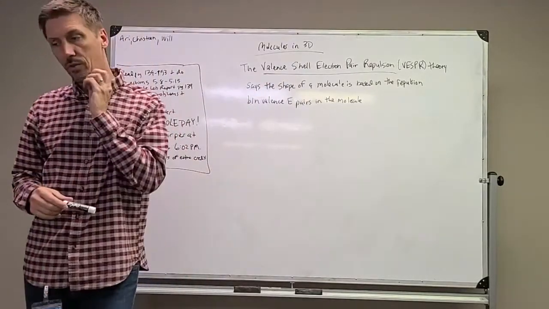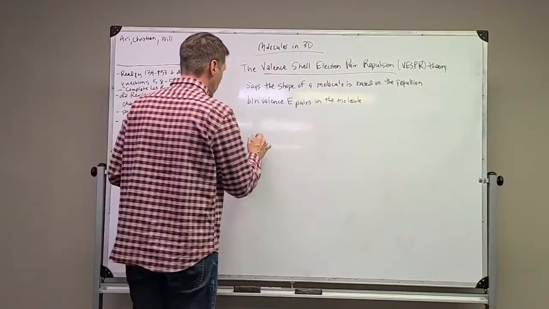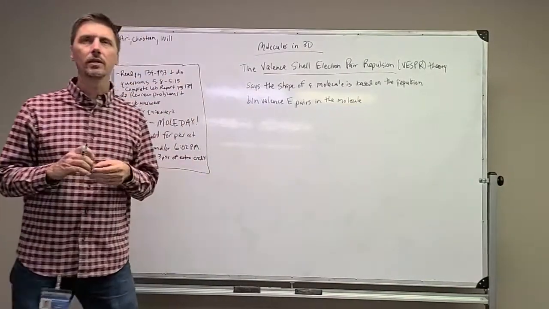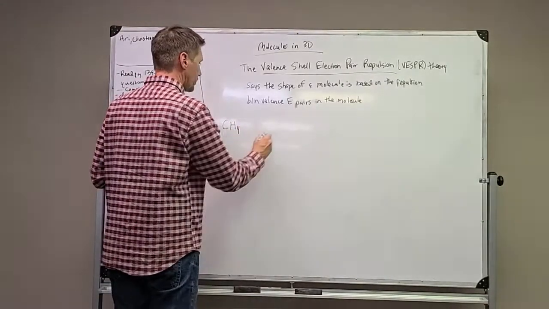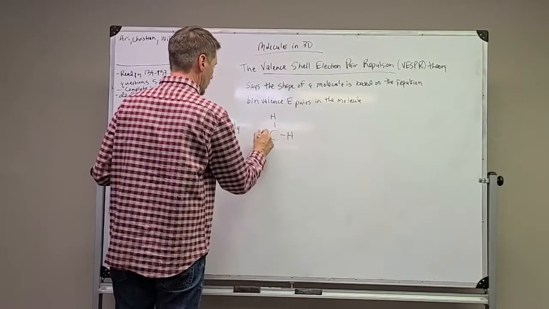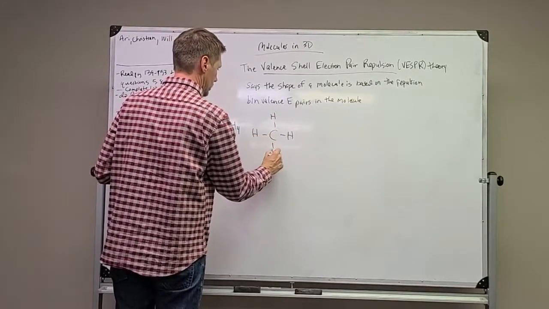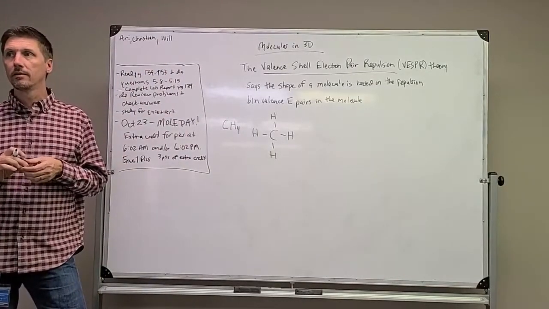And in three-dimensional space, let's think about a compound that we're familiar with. If we think about carbon tetrahydride, this would be the Lewis structure for that compound, right? You guys agree with that?